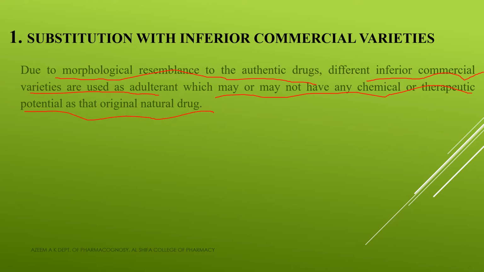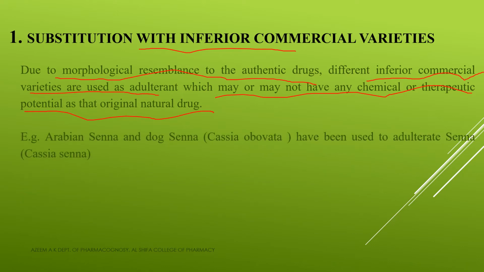original natural drug. So here the original natural drug is the thing which we have to use, and instead of that original natural drug, due to their morphological similarity, if you are adding some inferior commercial varieties, then that type of adulteration is substitution with inferior commercial varieties. And these inferior commercial varieties may or may not have any chemical or therapeutic potential as that of the original drug. Clear?